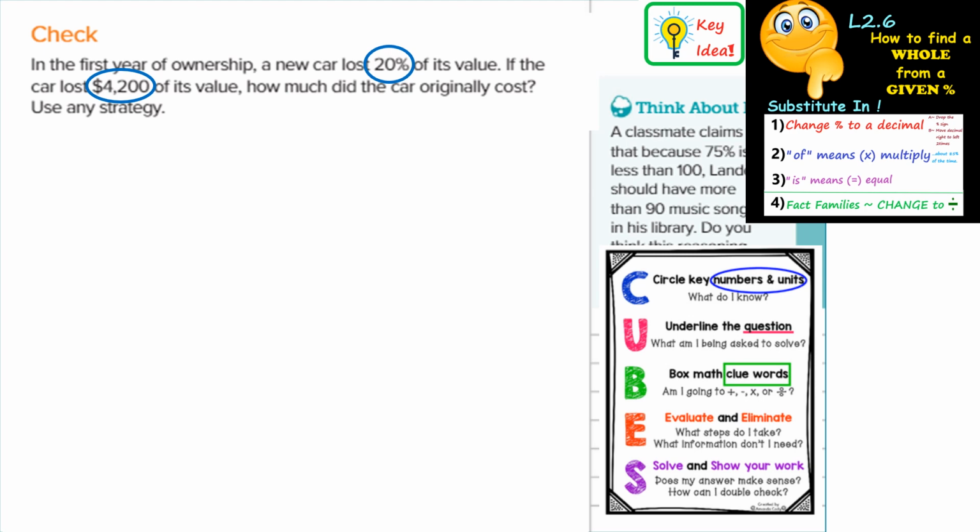So once we have found the numbers and units, then we look to underline the question that we're being asked, and that's the original price of the vehicle. Then we look for our clue words. And once again, going back to that introduction, then we're looking for of, we're looking for is, we're looking for words that can be translated into math functions. So when we look at this word of, then we know that that means, once again, to multiply. Of what? Well, of its value. Do we know what its value is? No. So we represent that with a question mark because we know that's our missing piece in our math problem.